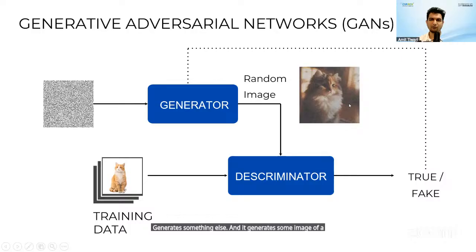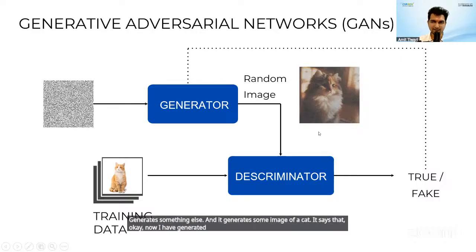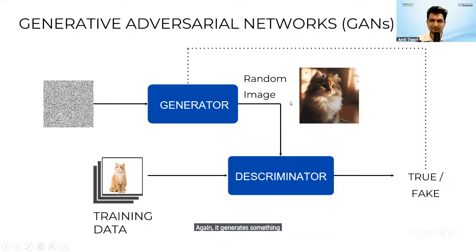It says, okay, now I have generated this. Will it pass as a cat? The discriminator says no, it doesn't pass as a cat. Again, it generates something, and until and unless it generates an image of a cat that passes the discriminator, it keeps generating.